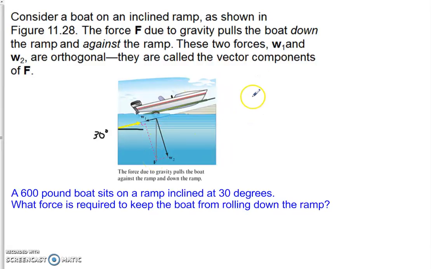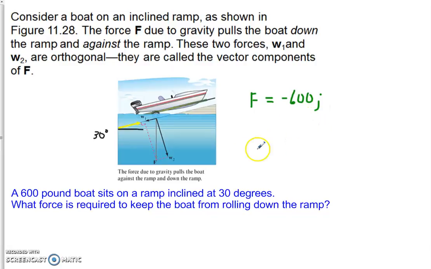Now first, let's take a peek. What is F? Well, it's a force coming down. Gravity is pulling straight down. I notice that it is 600 pounds, but it's a negative 600, and there's no horizontal movement, so it's simply negative 600j. If I write it in the combination form, it's just negative 600j.